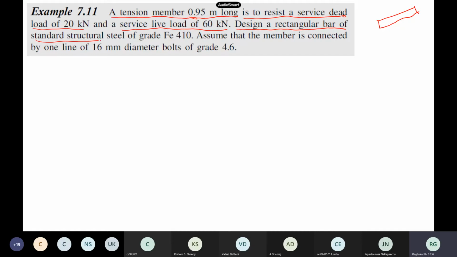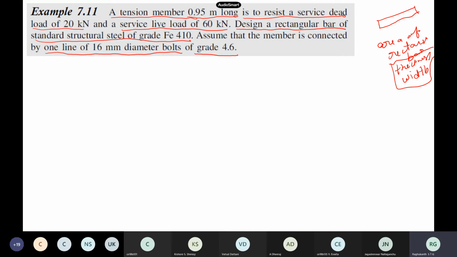The standard structural steel grade is 410. Assume that the member is connected by, he has given this in one line only, 16 mm diameter bolts of grade 4.6. So this is provided to you. Now you have to design the member, which means you have to find out the area of the rectangular bar. This is our design variable, the rectangular bar or its dimensions. The thickness of the bar, the length is anyway 0.95, so you should find out the width of the bar. So these are the design variables. If you find the thickness and width, then everything is done.